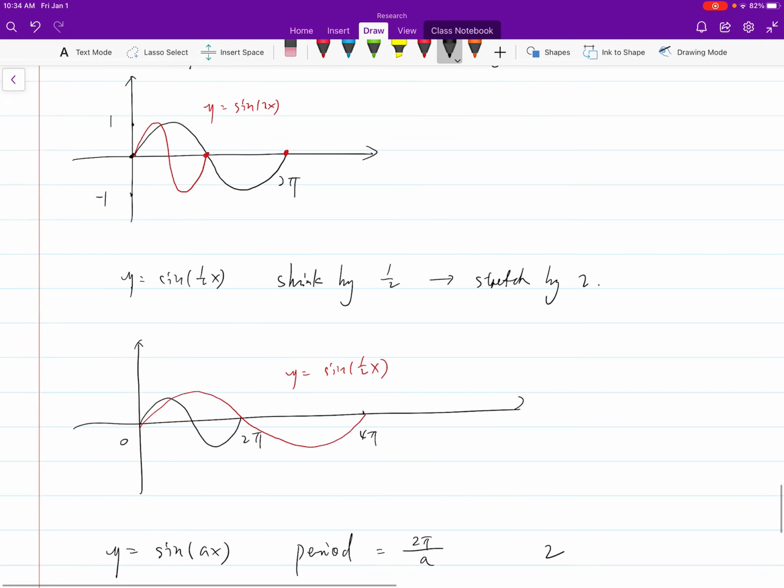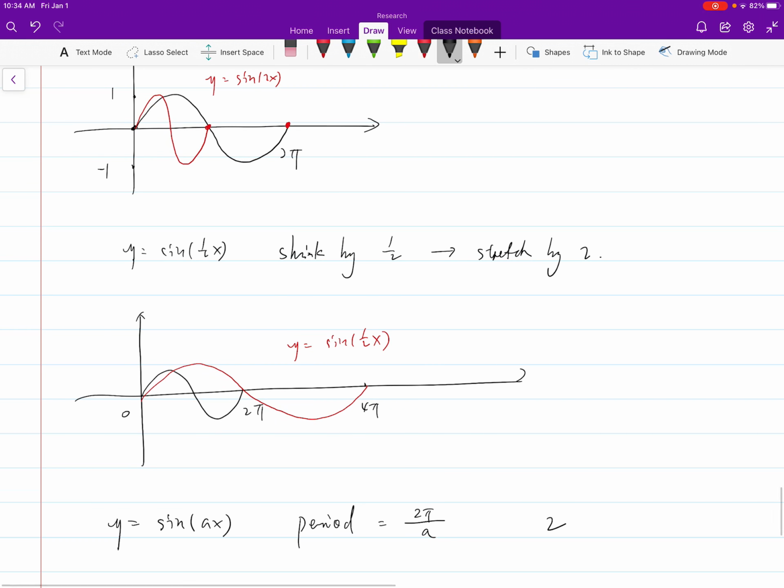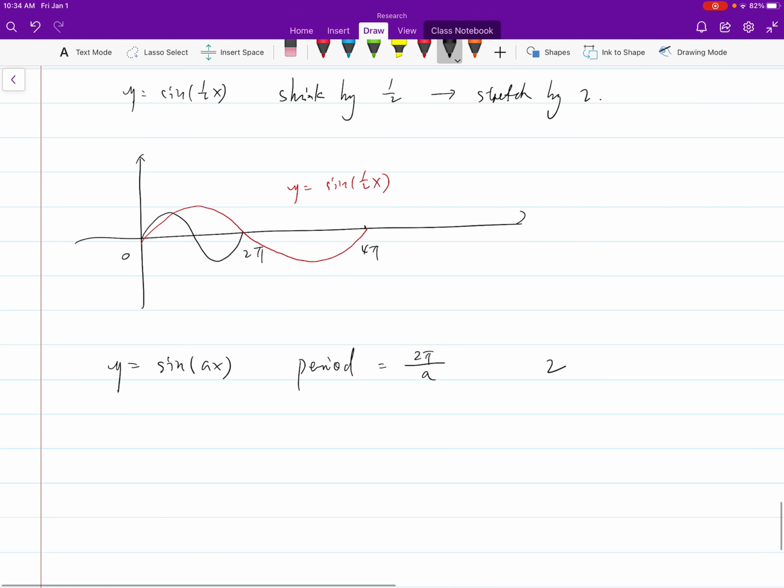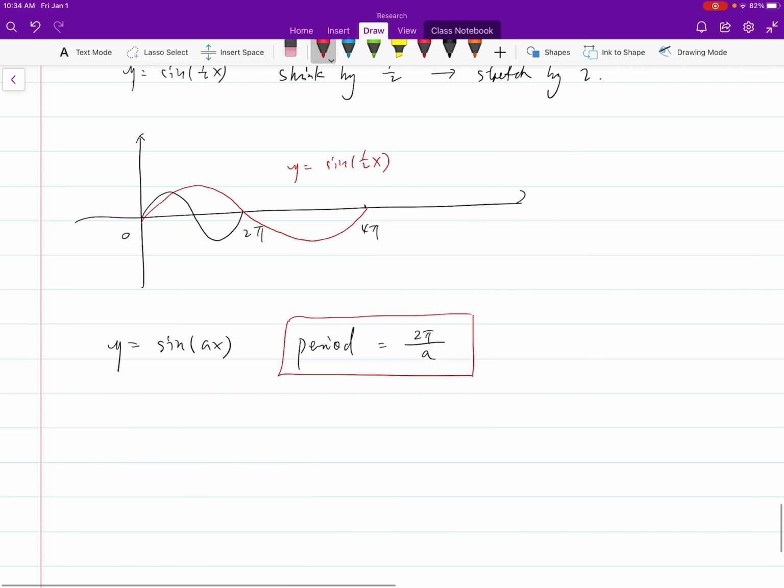For example, if you shrink it by 2, then your new period is going to be pi instead of 2 pi, which is half the size before. If you shrink by 1/2, which means you stretch by 2, so before it's 2 pi, now you should stretch by 2. To do the same thing, you need 4 pi. Okay, so that's the formula for the period.